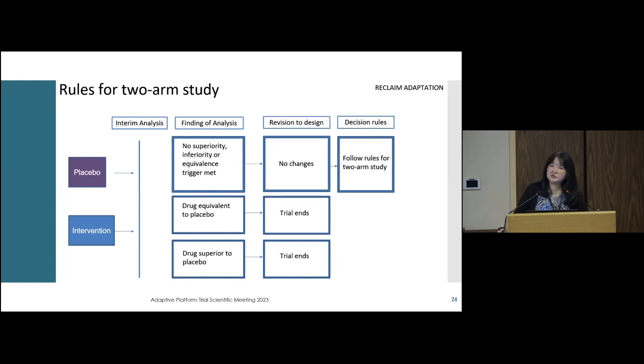So when you go from 3 arms down to 2 arms, again, these are the rules. If nothing happens at the interim analysis, you continue. But if the drug is equivalent to placebo, then we end. If it's superior to placebo, then it ends as well. Those are some of the decision rules. I'm simplifying this, just giving you a sense of the general structure.